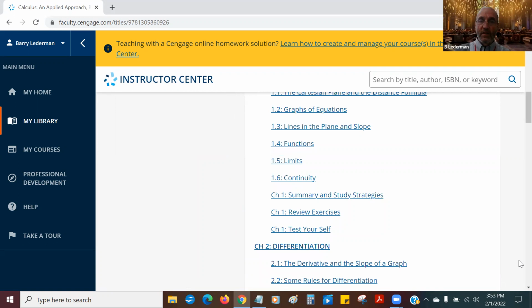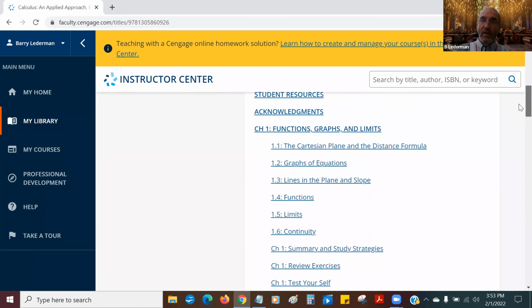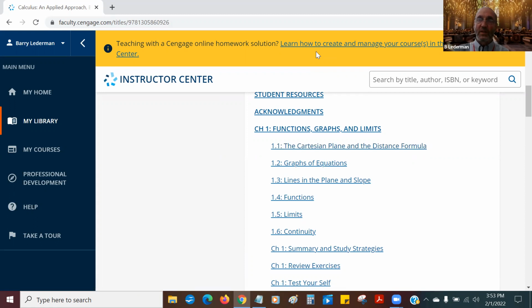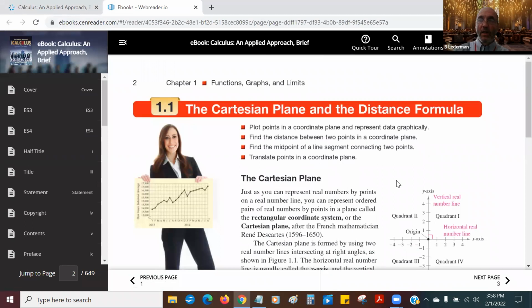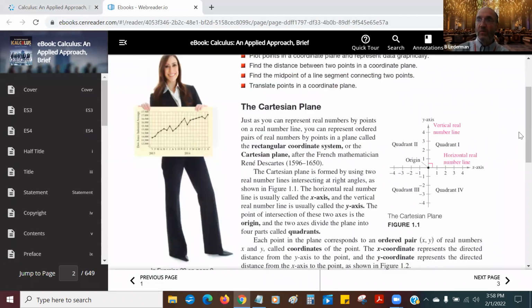And let's see, here we go. We're going to jump right down here. I want to just review some of our basic concepts, so let's go to the Cartesian plane and the distance formula. Okay, so the Cartesian plane, that's the XY coordinates.